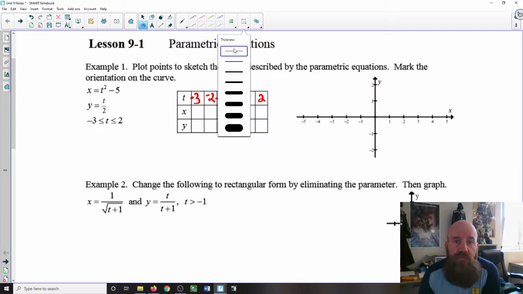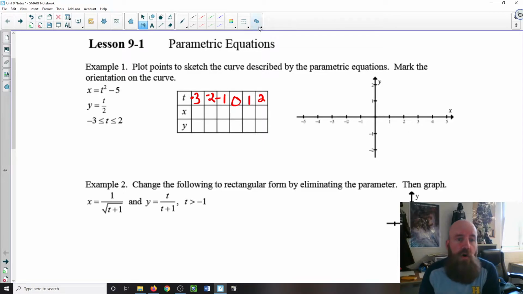Alright, so first you list out your times, and then you go ahead and plug each time into the x and the y equation. So let's go with the x first. So if we plug in -3, we end up with 4. If we plug in -2, we end up with -1. And -1 goes in, we end up with -4. And plug 0 in, we get -5. 1, -4, and 2 in, we get -1. Alright, so there's the x values.